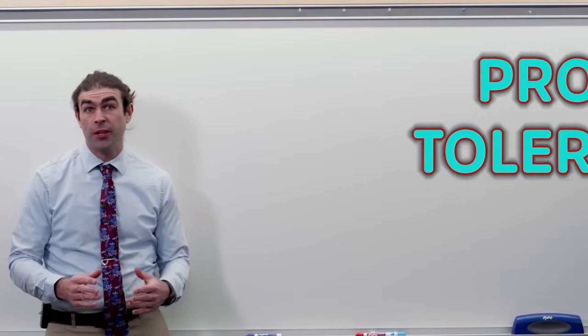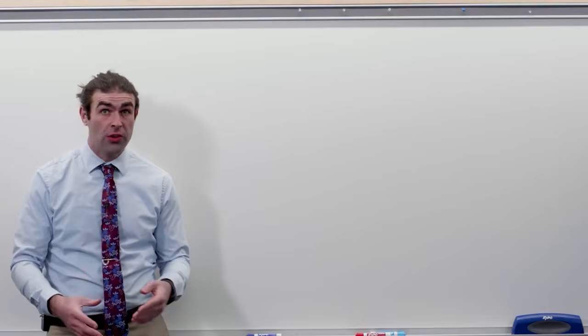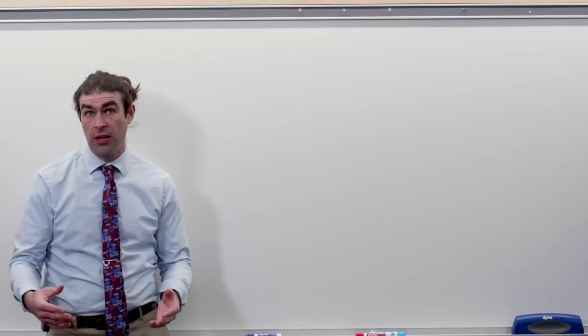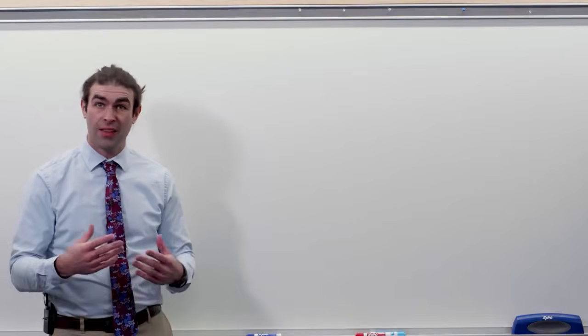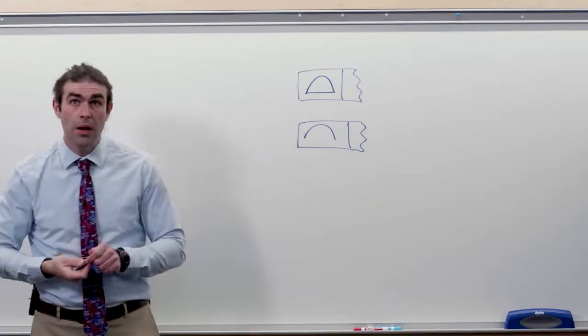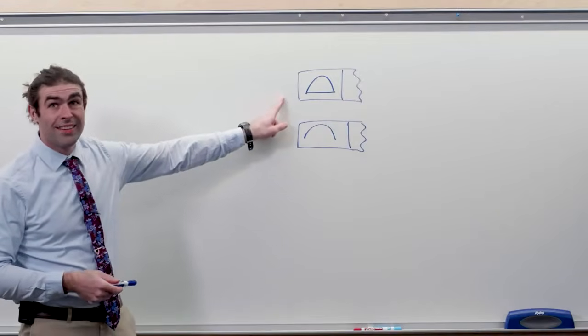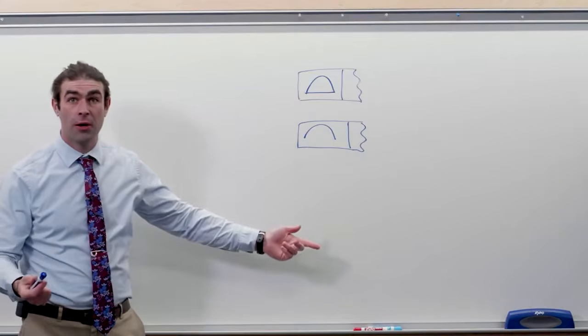In this video, I'm going to discuss tolerances of profile. Now there's two geometric characteristic symbols associated with profile: profile of a surface and profile of a line. Profile of a surface looks like a D that's been knocked over. Profile of a line looks like a rainbow.